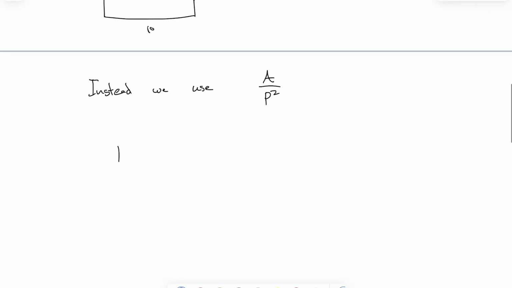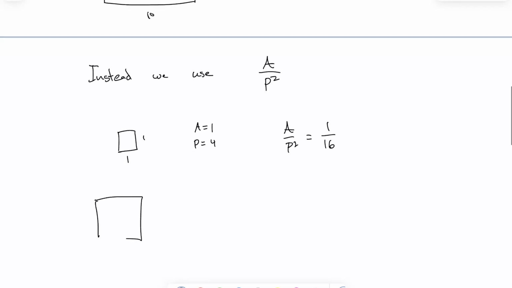Check it out. If I just draw these shapes again, here the area was 1, the perimeter was 4, and so A over P squared is 1 over 16, since P being 4, 4 squared is 16. Whereas what about the big one? Here the area, remember, was 100 and the P was 40. This time, A divided by P squared is 100 divided by 40 squared, which is 1600. If you reduce the fraction, you get 1 over 16, which is the same answer.